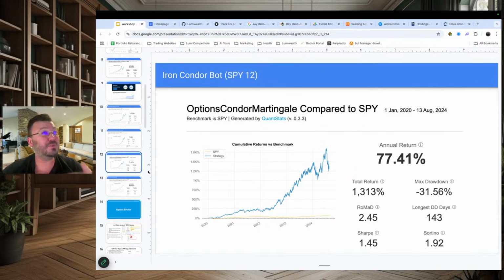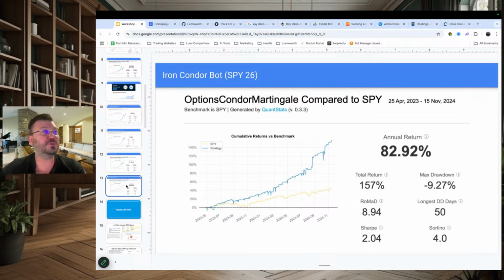That's our SPY 12. But again, like I said, we've made a ton of different versions of this. So this is SPY 12. Here's a new one that we made, and this is what you actually got the email about today, our SPY 26.